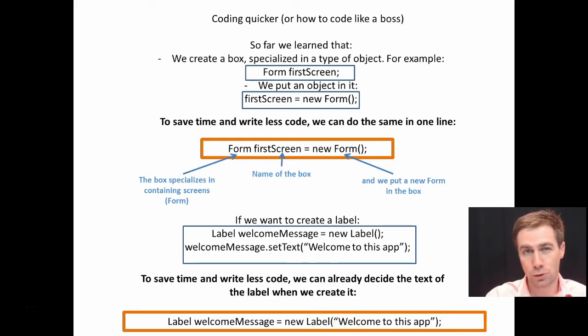And even if you don't use this trick, I wanted to show it to you, because when we create our app, we're going to use code that has this form, and you might be a bit surprised to read this, but now that you know what it means, that should be easier to understand. When you create a new object to put it in a box, sometimes, not always, you are allowed to put stuff in the parentheses, in the brackets, to save you time.